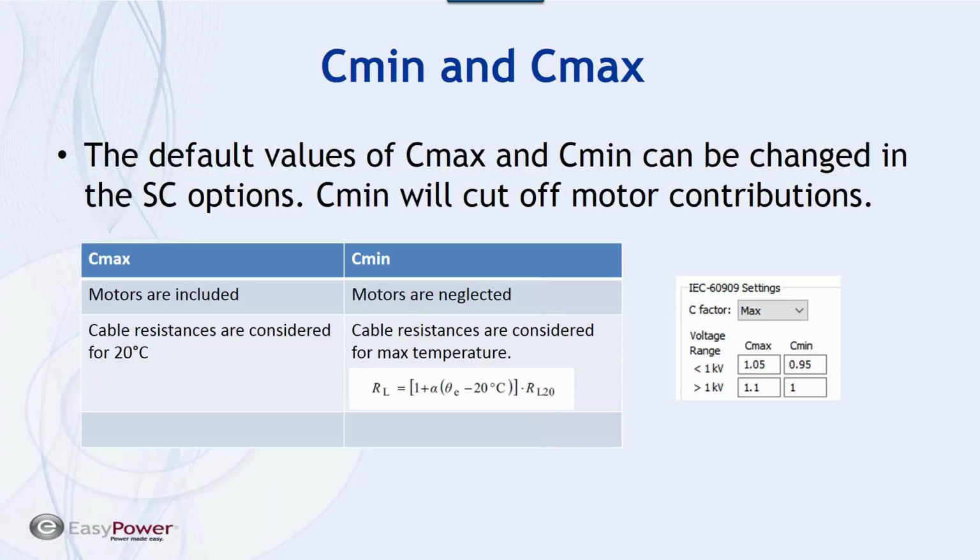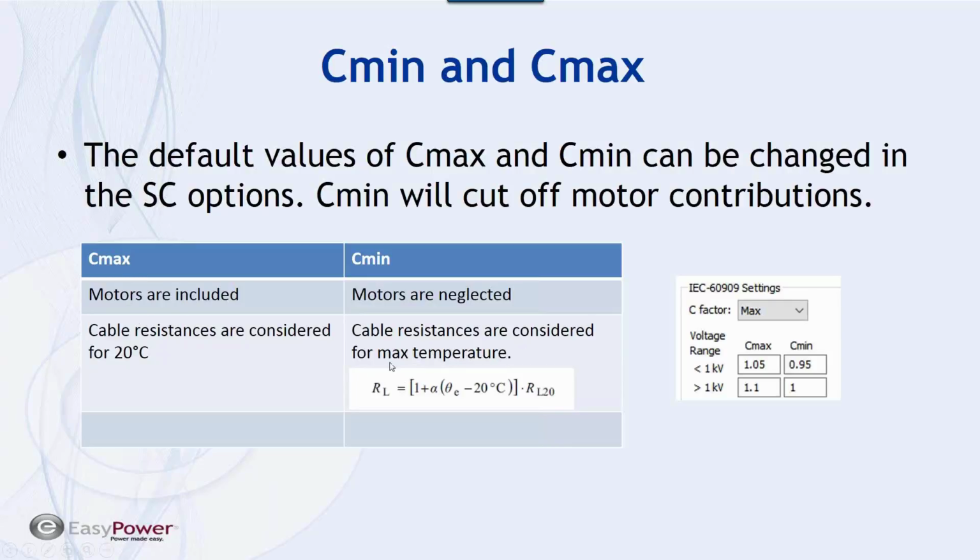For Cmax, motors are included. For Cmin, they are not. That distinguishes these two methods, pushes Cmin more toward minimizing the currents, pushes Cmax more toward maximizing the fault currents. Cable resistances are considered for 20 degrees. 20 degrees means that we are minimizing the impedance value through which we are trying to maximize the fault current value. So that goes under Cmax.